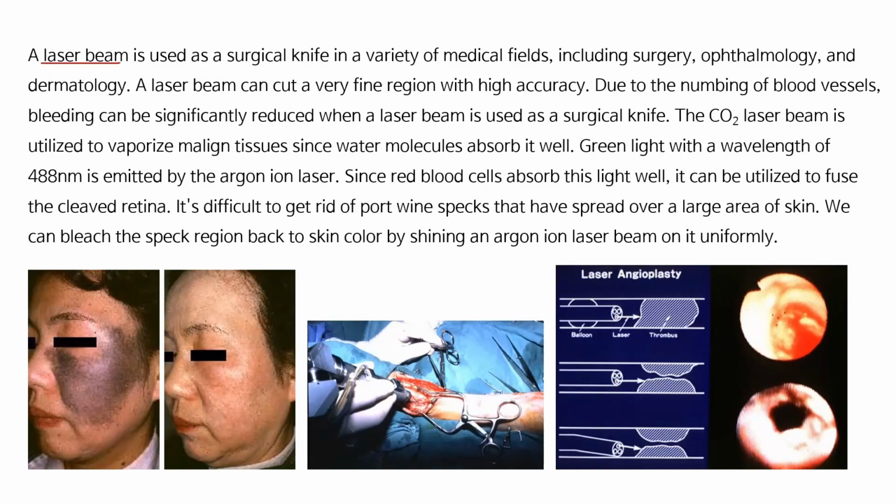The laser beam is used as a surgical knife in a variety of medical fields, including surgery, ophthalmology, and dermatology. A laser beam can cut a very fine region with high accuracy. Due to the numbing of blood vessels, bleeding can be significantly reduced when a laser beam is used as a surgical knife.